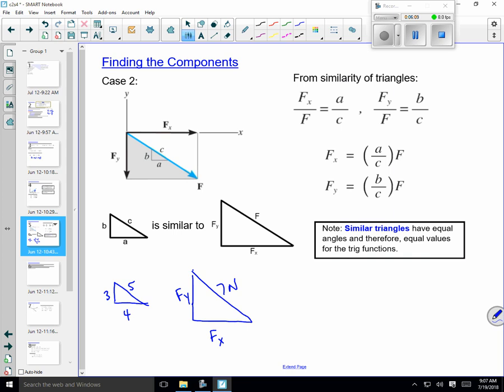Well, when I say that two triangles are similar, what that means is that the angles are the same. So the angles in the ABC triangle are exactly the same as the angles in the force triangle, which means that the trig functions are all the same. The trig functions are just the ratio of the length of two sides. Right? Sine is opposite over hypotenuse. Cosine is adjacent over hypotenuse. So the ratio of the length of two sides gives me the sine, cosine, etc. So for this triangle, and I'm given in the picture, fx is a over c times f.